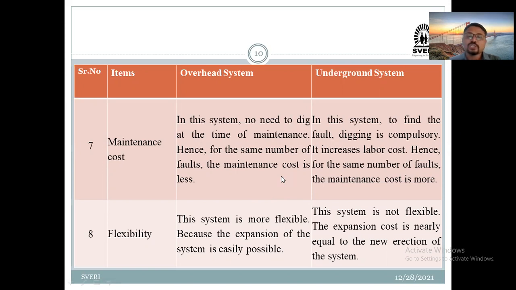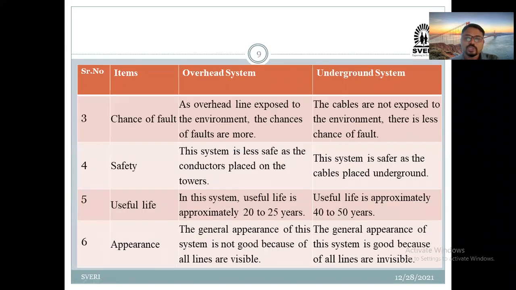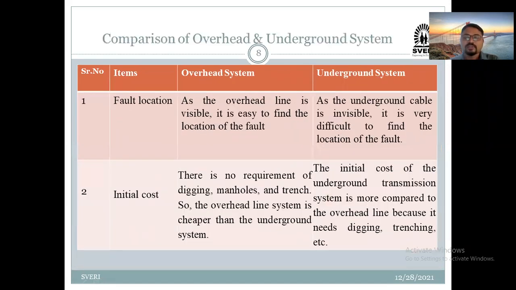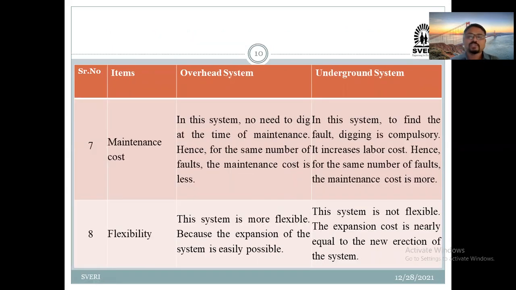Okay, the initial cost and the maintenance cost are very different, note that. Initial cost is a different thing and maintenance cost is a different thing. Okay, so as far as the maintenance cost of the overhead system and the underground system is concerned, the maintenance cost of the underground system is more as compared to the overhead system. Why? Because there is the need for digging.